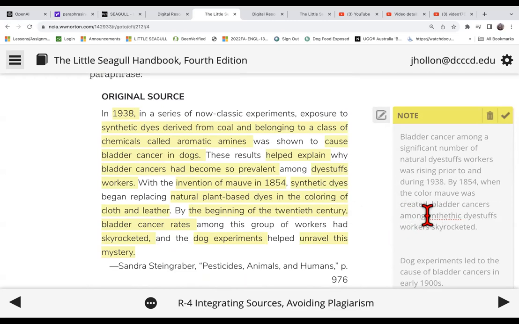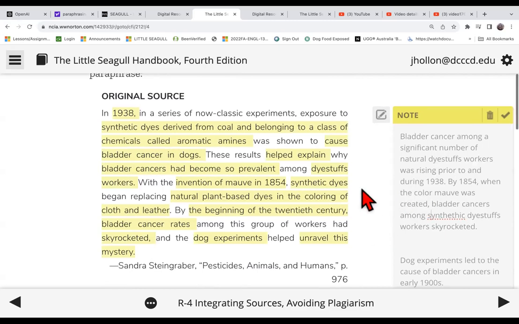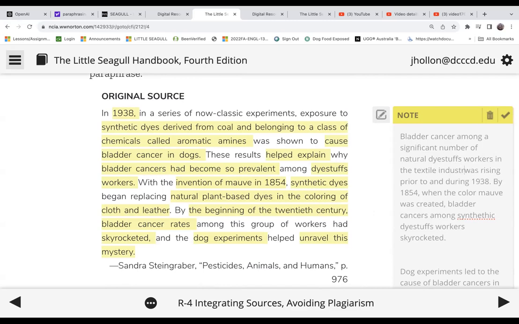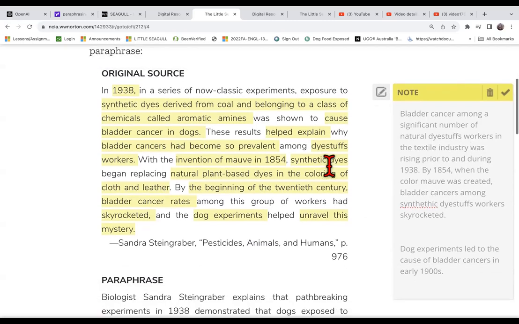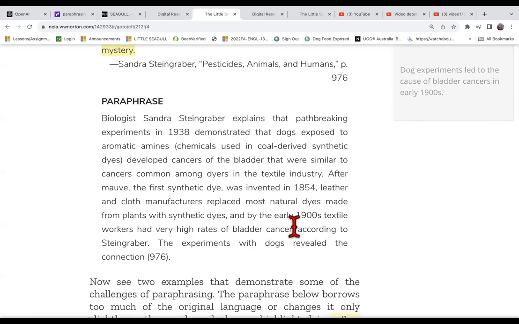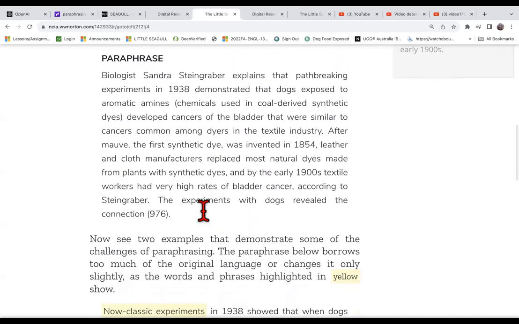Okay. Let me put synthetic there. Okay. By in the textile industry was rising. Okay, so they did that, and then they talked about after mauve in 1854. That was made, they replaced the natural, which I could have said made from plants. But whether the dye was from plants or synthetic dyes, bladder cancer still rose.